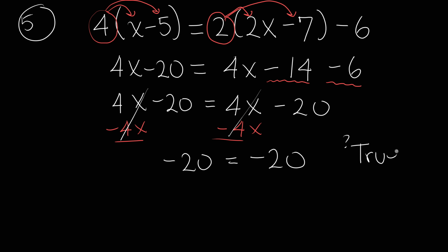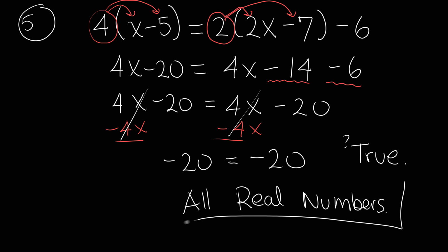That's actually true. So we have an identity equation, which means that we have infinitely many solutions. So actually your answer is all real numbers. All real numbers. So you can give that as your answer. x belongs to the set of all real numbers. Or you can just write R. Okay.